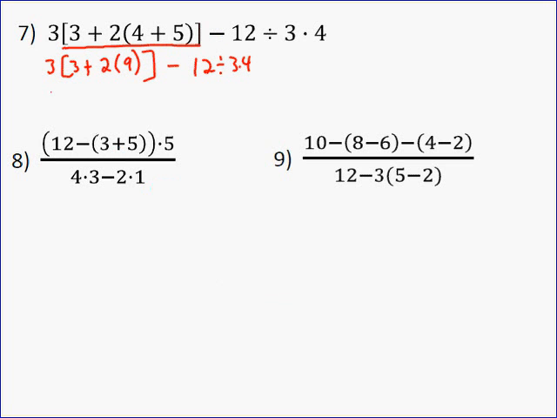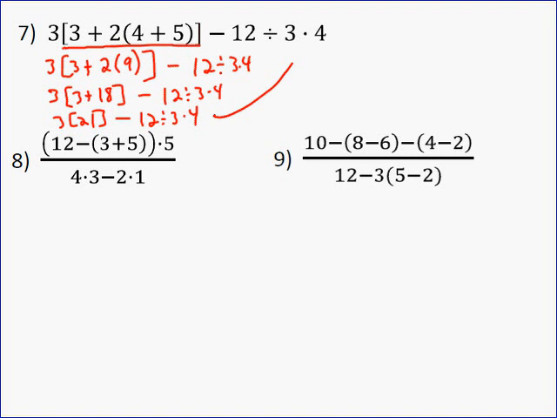Okay, now we got to do multiplication inside the bracket. So it's going to be 2 times 9, which is 18. You should not have added 3 plus 2, because you have to multiply before you add. And then minus 12 divided by 3 times 4. Now we add inside the parentheses, and we get 3 times 21 minus, and then we got 12 divided by 3 times 4. Okay, so we're done with the parentheses.